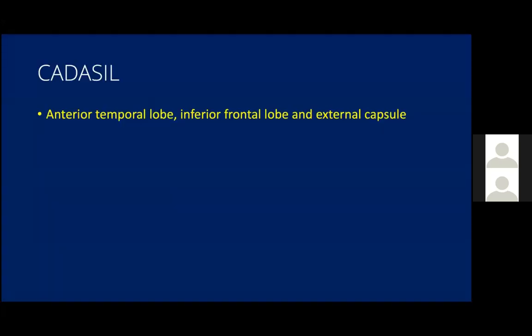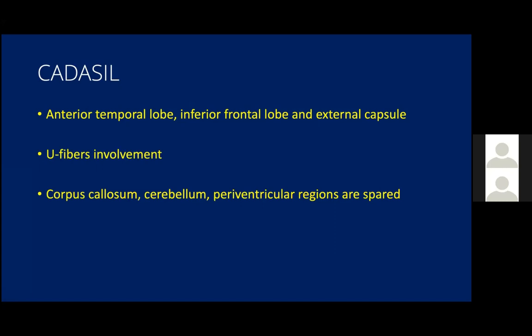So we signed out demyelinating disease or vascular disease such as CADASIL in the differential, because there is involvement of the anterior temporal lobe, inferior frontal lobe, and external capsule, which is characteristic for CADASIL. Again, this needs further evaluation with a genetic marker, the gene mutation that is diagnostic for CADASIL. But on imaging, this was quite consistent with CADASIL because there was also U fiber involvement, and the corpus callosum, cerebellum, and periventricular regions are usually spared in this disease.